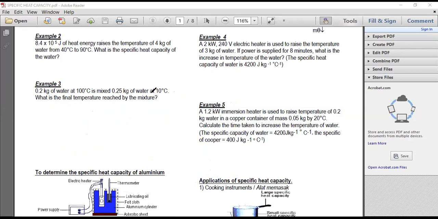To find the final temperature when you have a hot object mixed with a cold object, the basic idea is very simple. You take the heat lost by the hot object equals to the heat gained by the cold object.